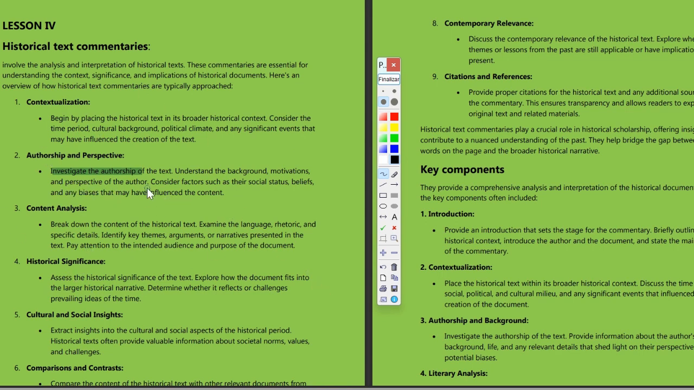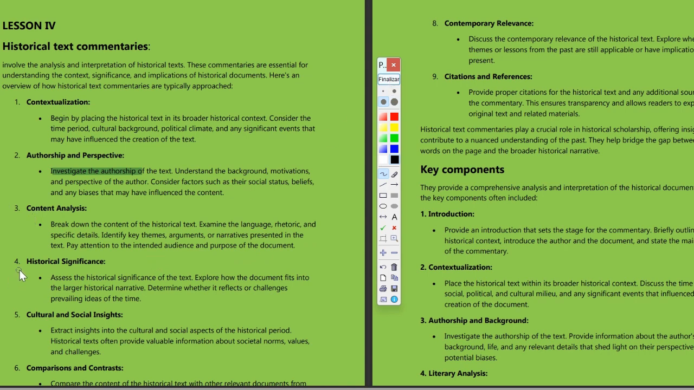Of course, we always have to consider factors such as their social status, beliefs, and any biases that may have influenced the content. And speaking about the content, let's go to number 3, content analysis. We have to break down the content of the historical text. Then we have to examine the language, rhetoric, and specific details. So here we have to identify key themes, arguments, or narrative presented in the text. Always pay attention to the intended audience and purpose of the document.